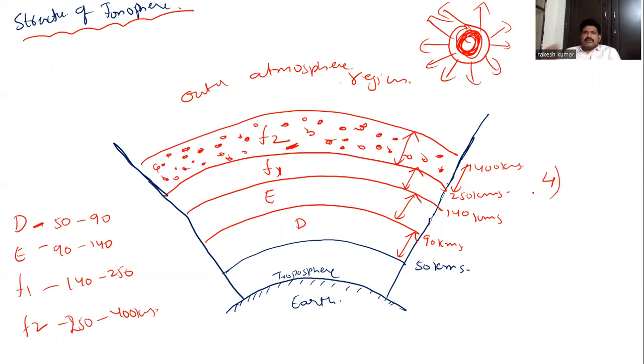Similarly, the D layer is very far away from the Earth's surface, so fewer collisions take place and fewer ruptures will take place. Here I get very few electrons. In E, I will have more electrons when compared to D, because it is a little nearer to the sun. And compared to E, F1 is heavily dense. Electron hole pairs will be more.